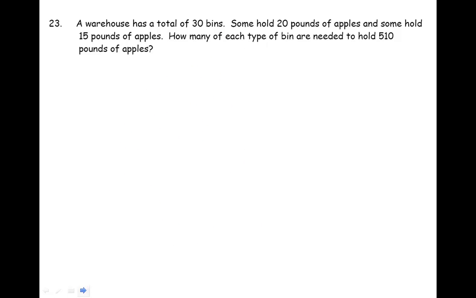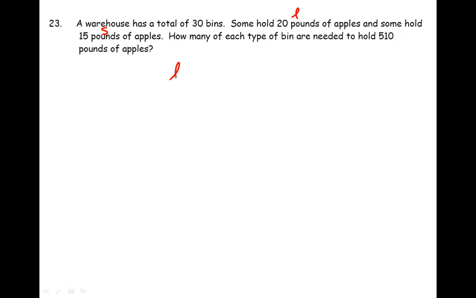23, a warehouse of 30 bins. Some hold 20 pounds of apples, some hold 15 pounds. How many of each type of bin is needed to hold 510? Well, you can use any variables you want, but since one of them holds 20 pounds, I'm going to think of that as the large bin. And the one with 15 pounds, I'm going to use S and think of it as a small bin.